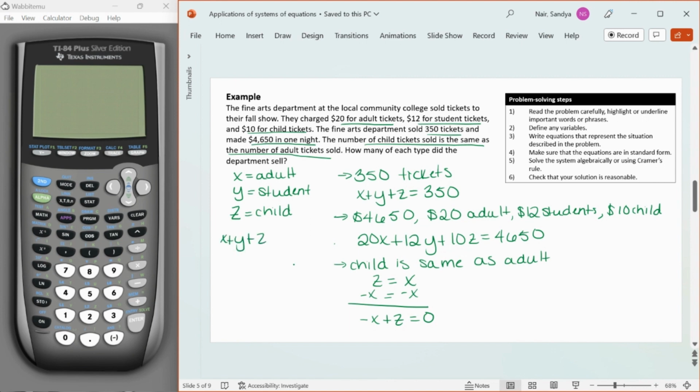I have x plus y plus z equals 350, right? Remember, these have coefficients of 1. And then I have 20x plus 12y plus 10z equals 4,650. And then I have negative x plus z equals 0.